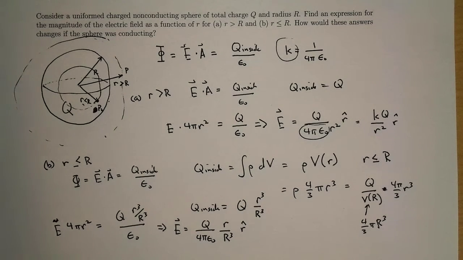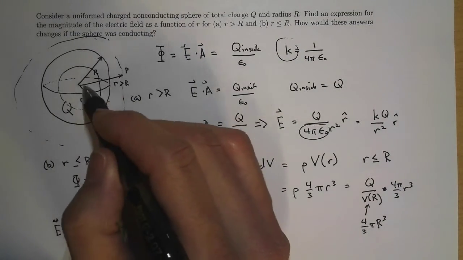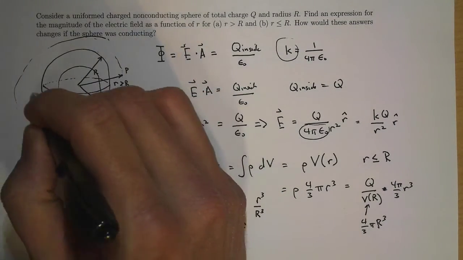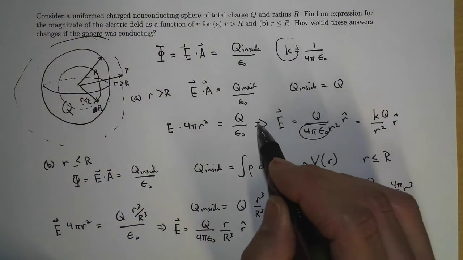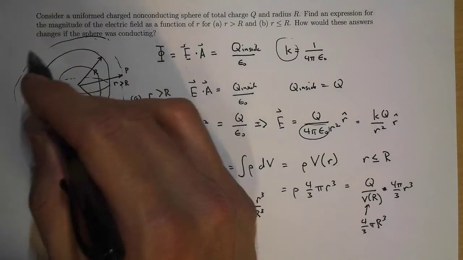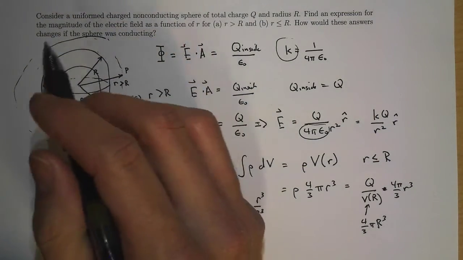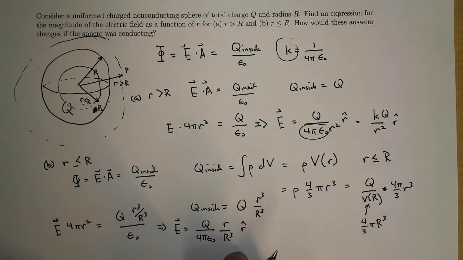Now, how would this answer change if the sphere was conducting? What is the difference between a conducting sphere and a non-conducting sphere? Well, a conducting sphere basically has the charge, rather than spread out evenly, all on the surface. So in fact, part A would still be true. It is still the charge that's contained inside this large shell. But part B would not be true.